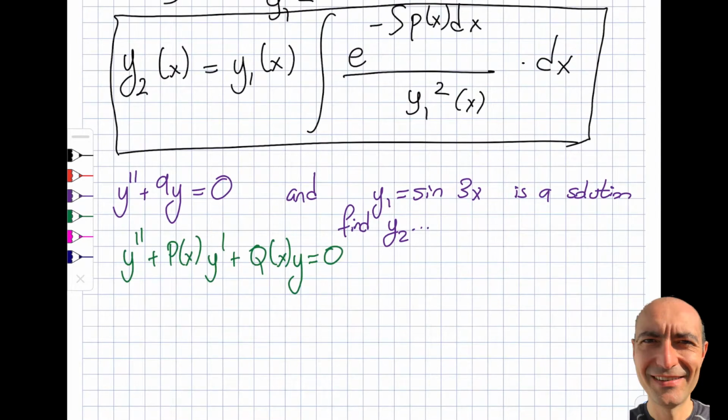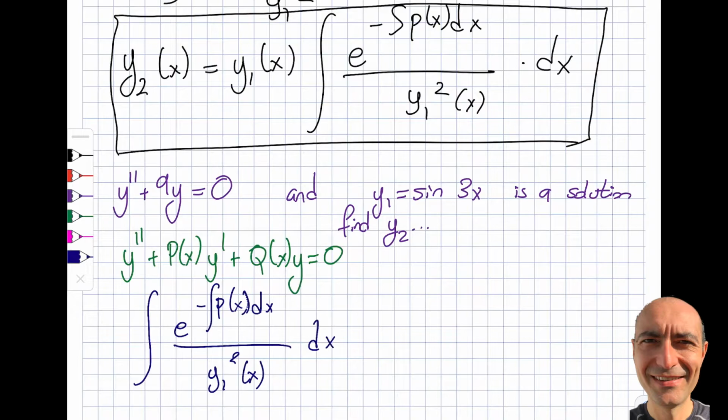So let me first deal with this part, and then I'll multiply by y1, because there's a lot going on. So let me take care of this first. Let's write it here with another color. e to the minus integral of p of x dx, I'm just rewriting it, by y1 square of x dx. That's what I want to analyze. So let me rewrite this by inserting the integral: integral e to the minus 0 dx, by y1 square x dx.